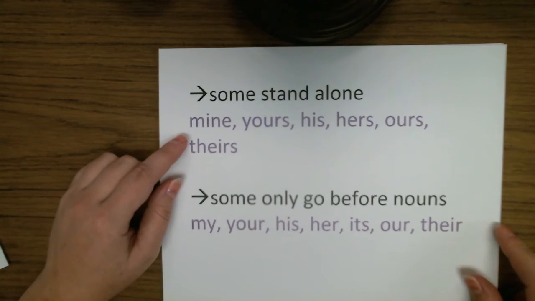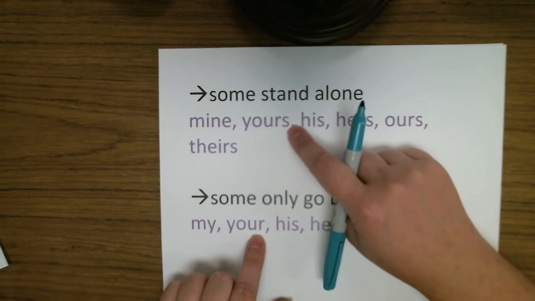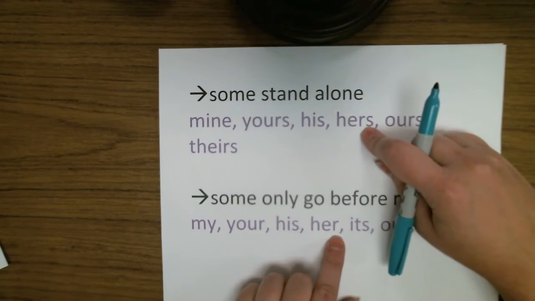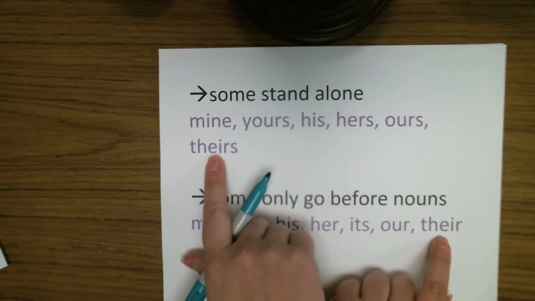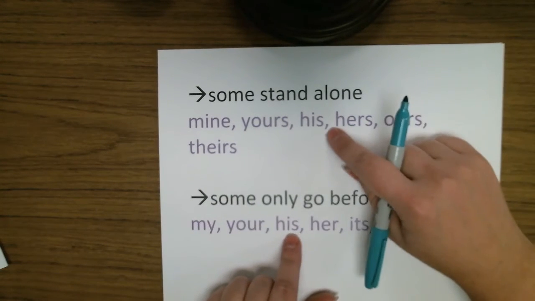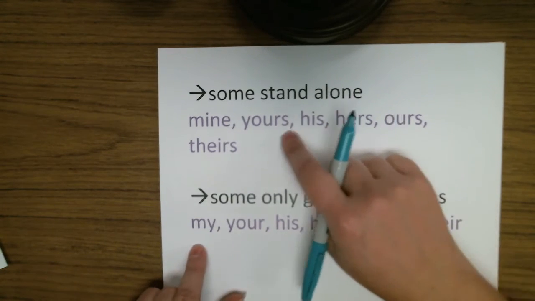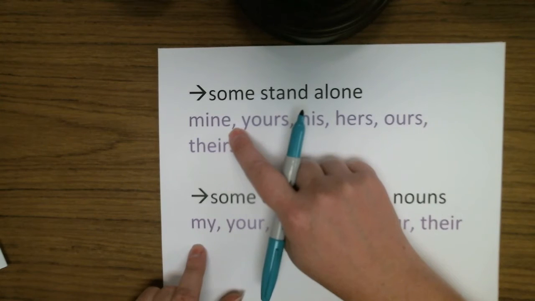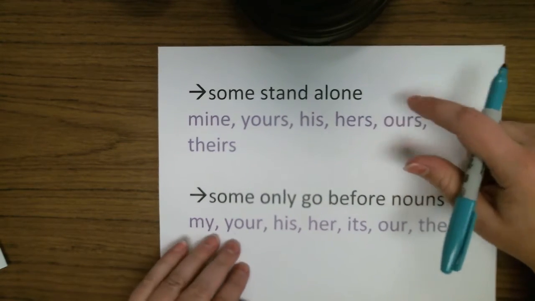Look at the difference here. A lot of these, we're just adding an S if we say they stand alone, right? Your, yours. Her, hers. Our, ours. Their, theirs. But one of the ones for us to mention specifically is that his we have in both categories, exactly the same word. And my and mine is a different word, changing quite a bit. So what do we mean by they go before a noun or they stand alone?